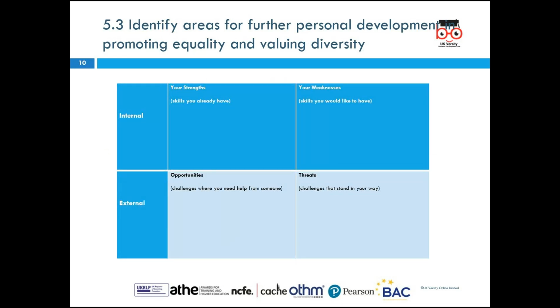So here is an idea of a SWOT. You've got your strengths, your weaknesses, so things you already have, what you'd like to have or what you want to improve. Then your opportunities, any challenges where you need help from someone. For example, you might have training opportunities, or job promotion, or somebody wanting to give you more responsibilities. And then threats, or any challenges that stand in your way, like family adjustment or finances and things like that.